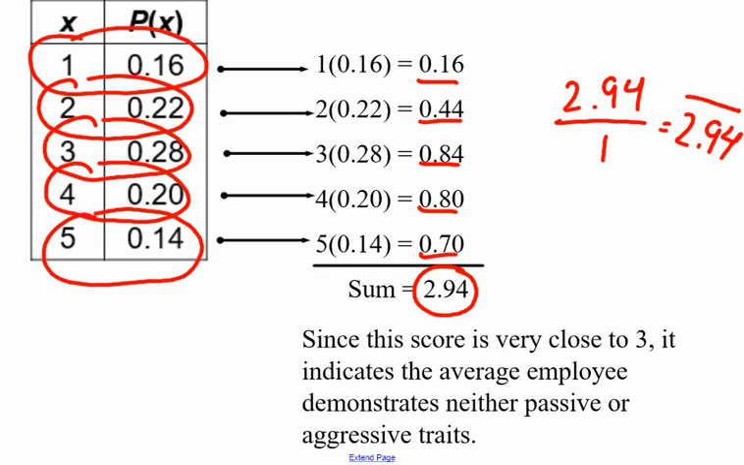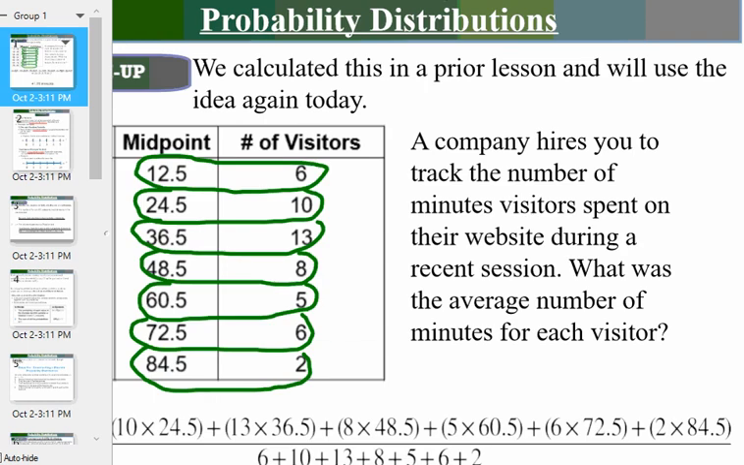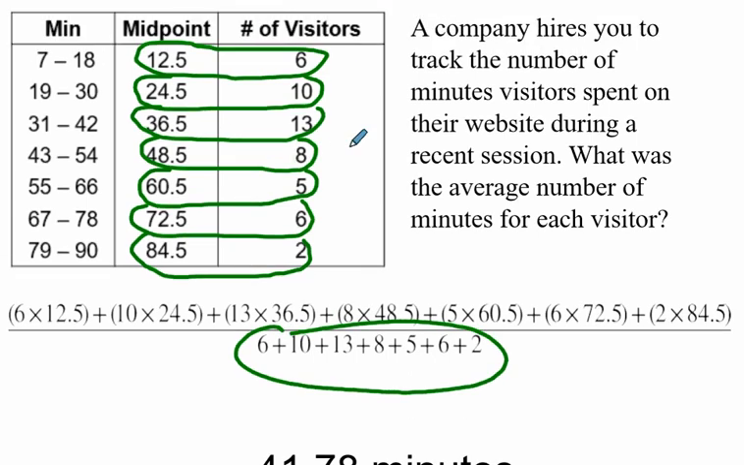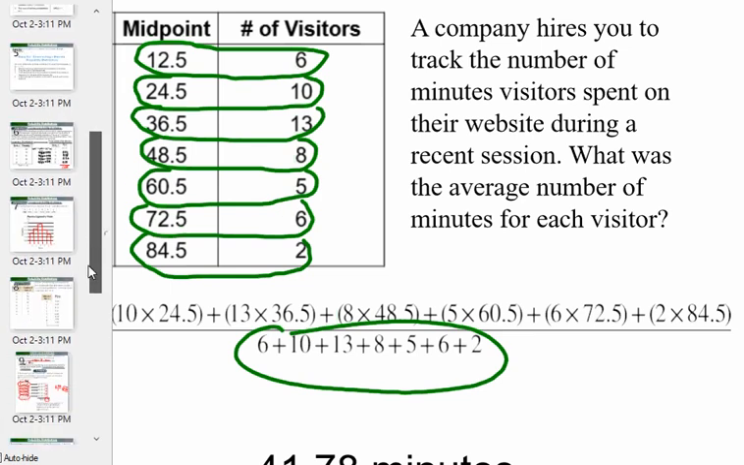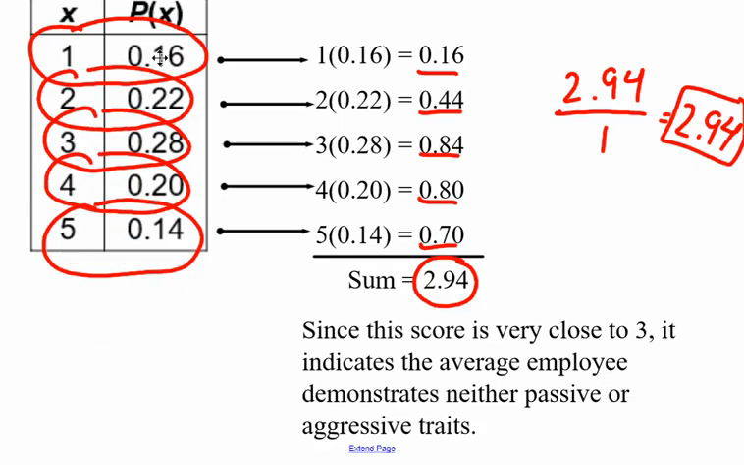That's the benefit of calculating the average for a probability distribution, is that last step, dividing by 1, is always going to be there because it's a valid probability distribution. But if you go back to our original warm-up question, the last step we could do was divide by this number, which is the sum of the number of visitors, the sum of the frequency counts. But if my distribution is a probability distribution, then the sum of the probabilities is just going to be 1. So I divide by 1, it's just 2.94.